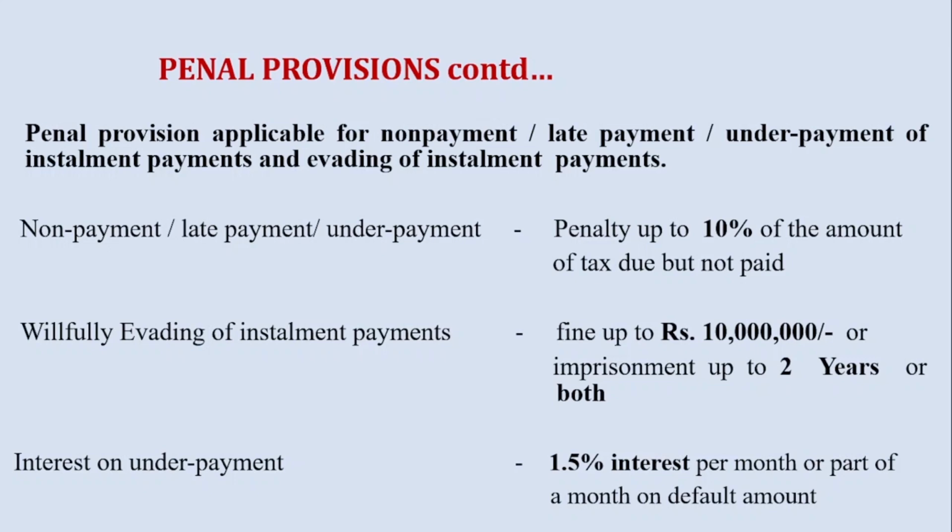Penal provisions are also provided for the non-payment, late payment and underpayment of the installment payments and evading of installment payments. For the non-payment, late payment and underpayment, the penalty will be up to 10% of the amount of tax not paid. For willful evading of installment payments, the fine will be up to 10 million or imprisonment up to 2 years or both. And the interest on underpayments will be 1% per month or part of a month on the default amount.